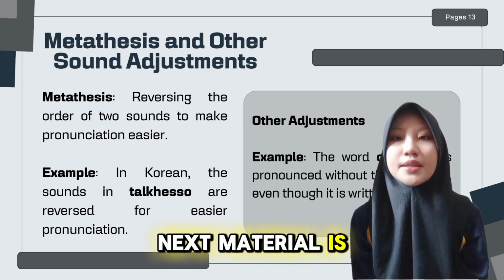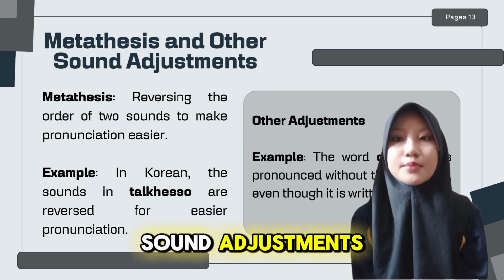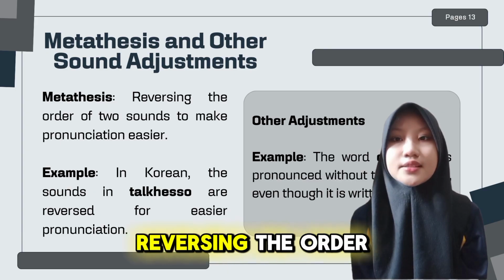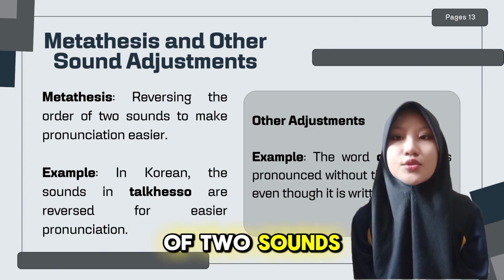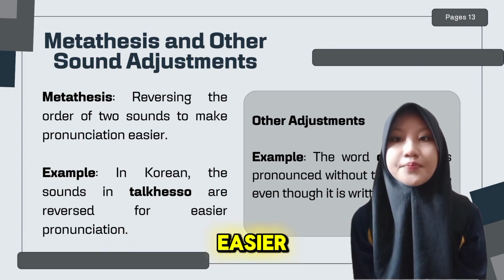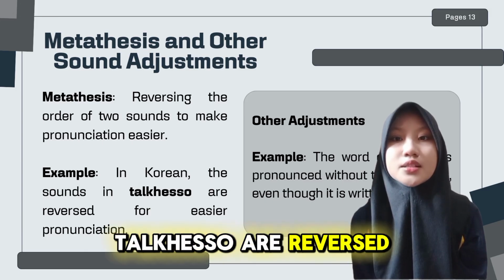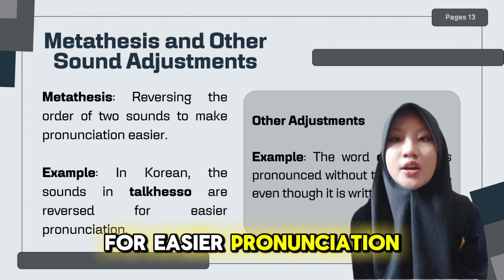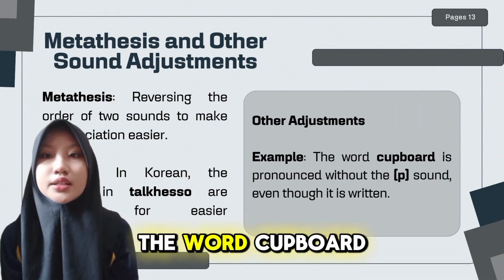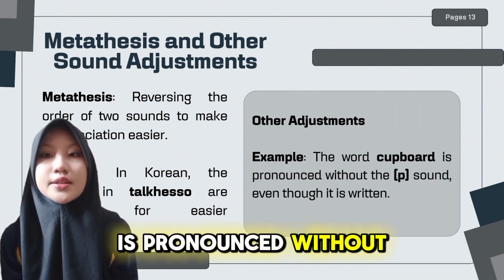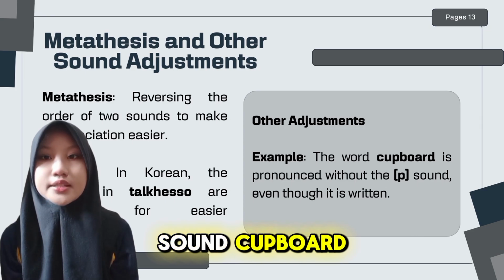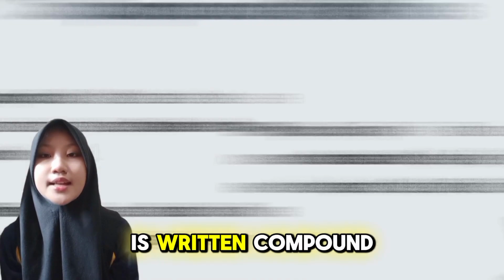Next material is metathesis and other sound adjustments. Metathesis is reversing the order of two sounds to make pronunciation easier. For example, in Korean, the sounds in talgizo are reversed for easier pronunciation. For another example, the word cupboard is pronounced without the p sound, cubboard, even though it is written with p.